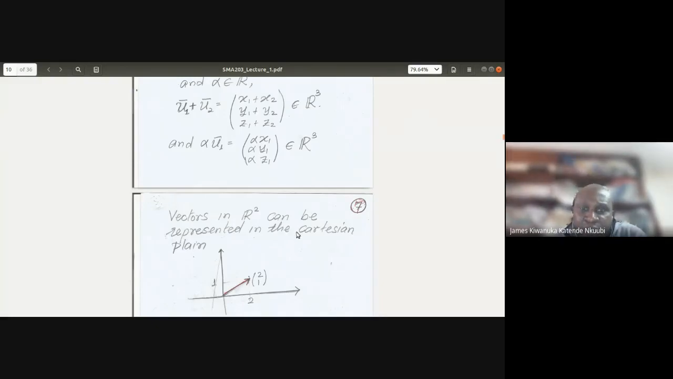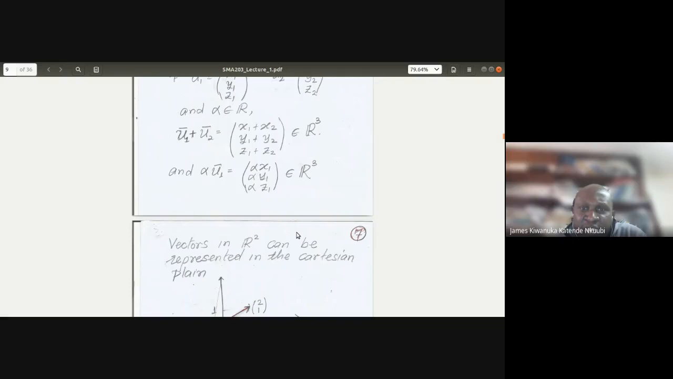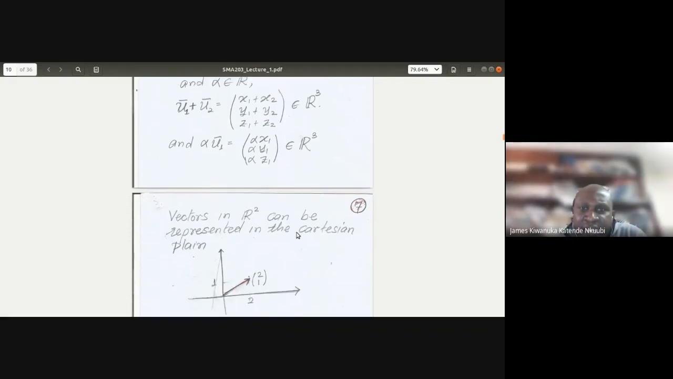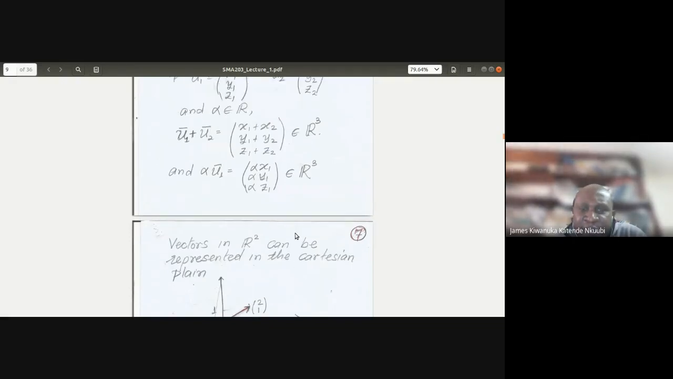Now with these two operations, you can show that R3 is a vector space over R. All the 10 properties that we listed will be satisfied by R3 using these two operations, the vector addition as defined and the scalar multiplication as it has been defined.